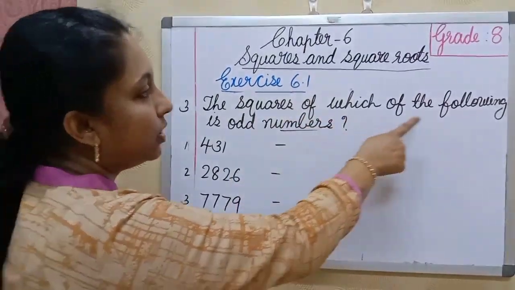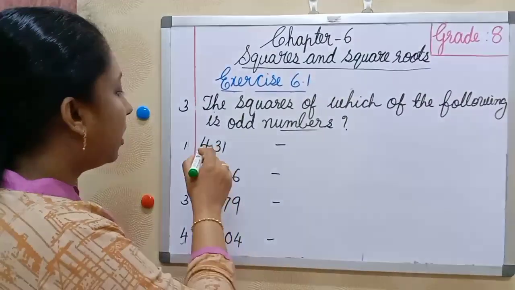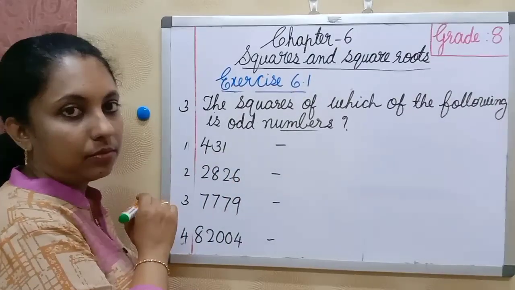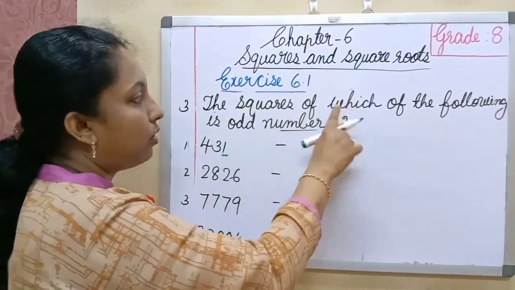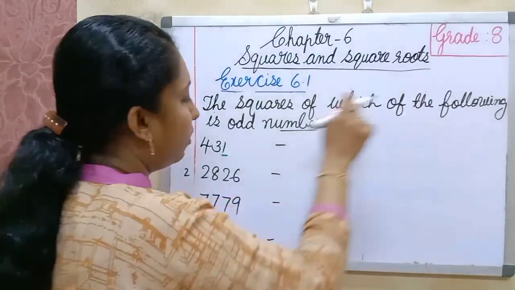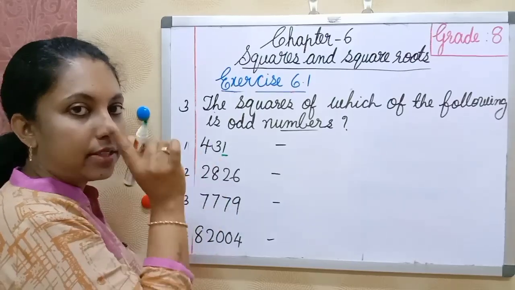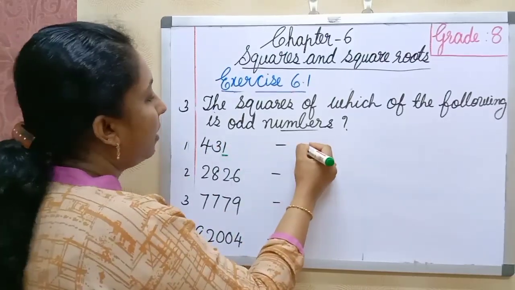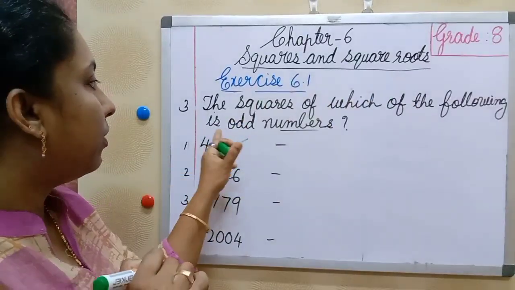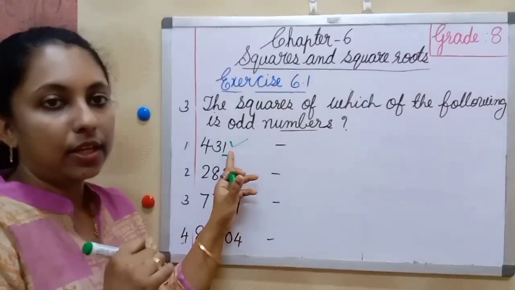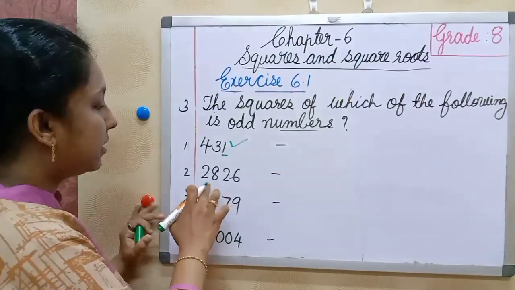The squares of which of the following are odd numbers? See here, 431. You can check the unit place digit. 1 square is 1, and 1 is an odd number. So the first one, the square of 431, is an odd number. Okay, the next.